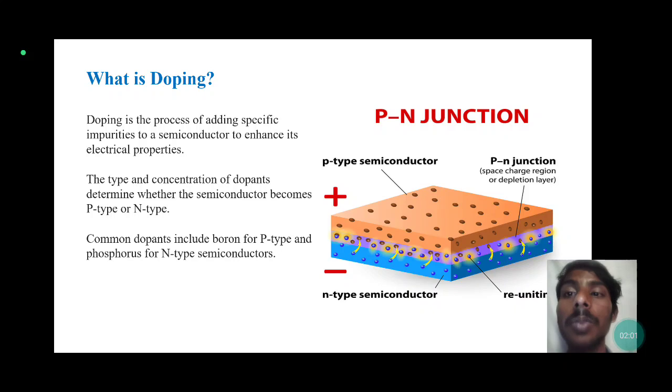In the above diagram, P-type semiconductors are positive and N-type semiconductors are negative. The PN junction is the space charge region or depletion layer.